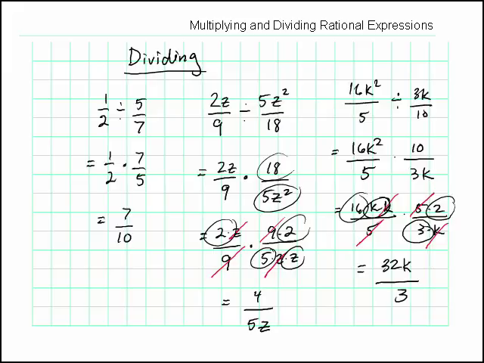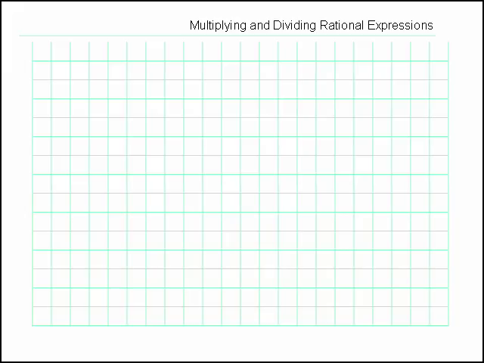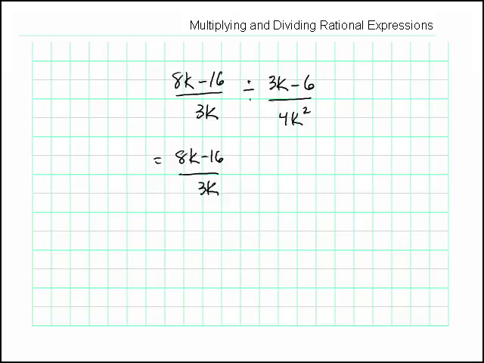One more example of dividing. Let's say we have (8k minus 16) over 3k divided by (3k minus 6) over 4k squared. Flip over the second fraction again. (8k minus 16) over 3k times the reciprocal.